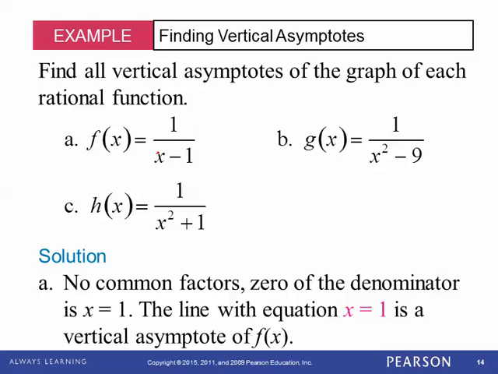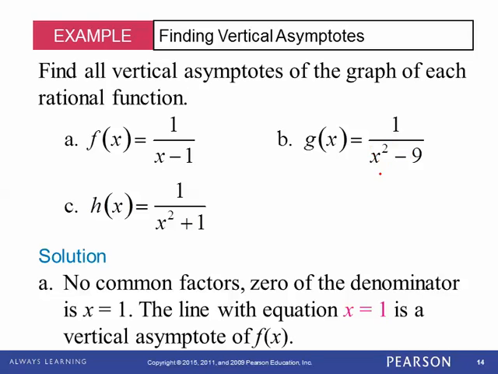So 1 over x minus 1. Where is our vertical asymptote? It's when the denominator equals 0. Again, very similar to domain, right? Because it breaks the domain there.